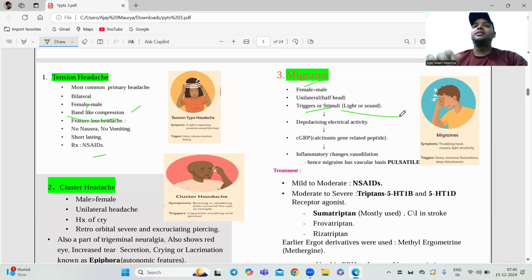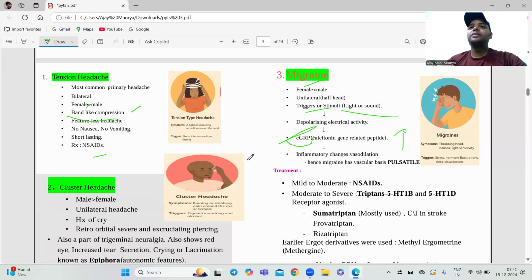Now see what happens here. You have to remember that CGRP, calcitonin gene related peptide, increases in your body. That's why there are inflammatory changes and vasodilation. So for a patient who has migraine, try to palpate here, guys. There will be a pulse; you will feel the pulsation dancing here.